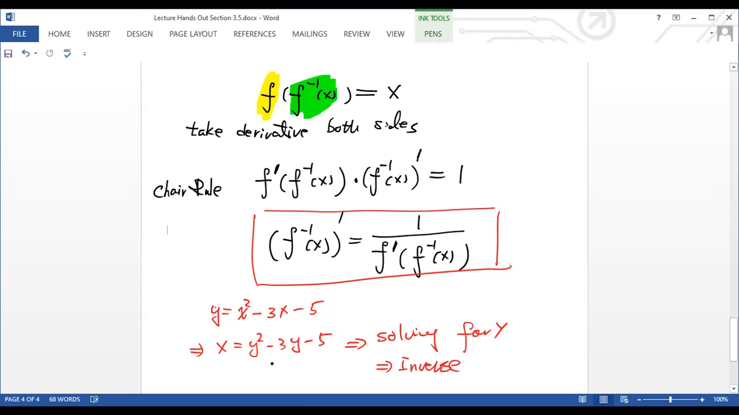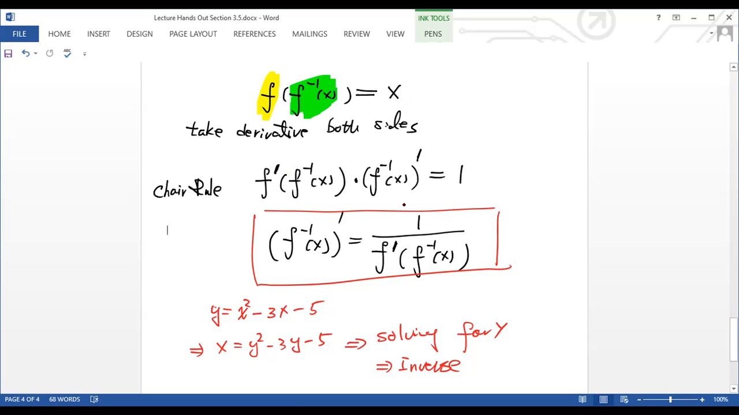Just like in here, because this is implicit, it is very difficult to solve for y here. For this one, maybe it's not too bad. But if your function is very complicated, you cannot really solve for y as a function of x. So that is why, using the implicit definition, we'll be able to find the derivative of the inverse function. We don't really need to solve for it. We just need to use that the function composed with its inverse is equal to x, and then use the chain rule and take the derivative.